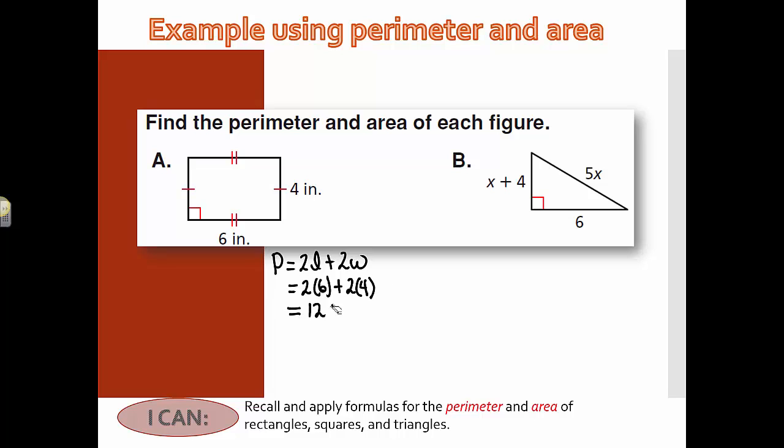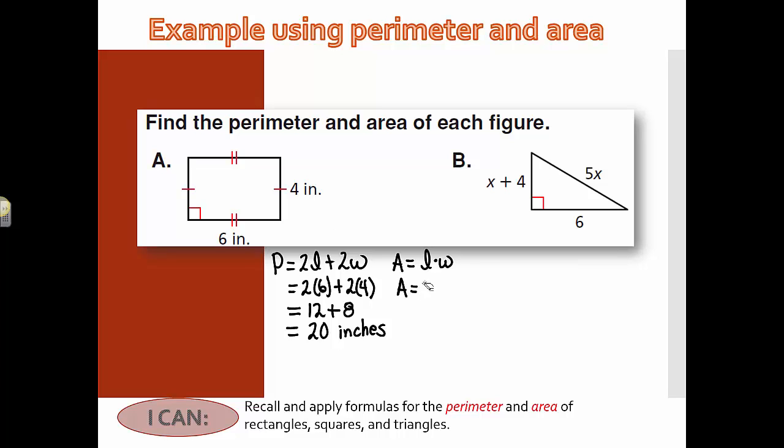2 times 6 is 12. 2 times 4 is 8. And we get that the perimeter is 20 inches. Don't forget your units. For the area of this rectangle, I'm going to do area equals length times width.